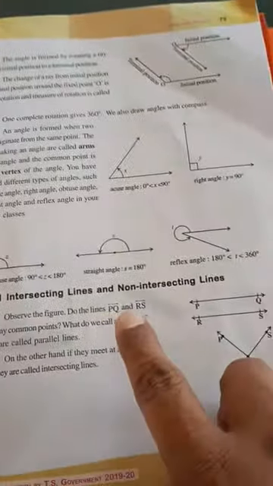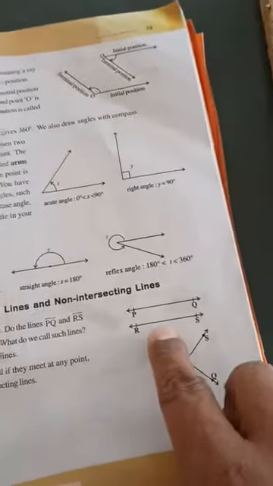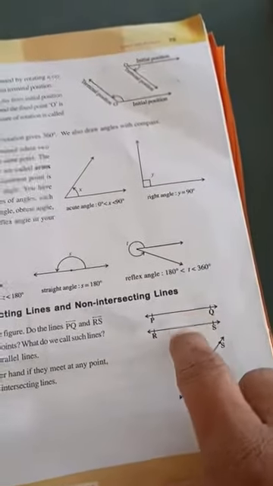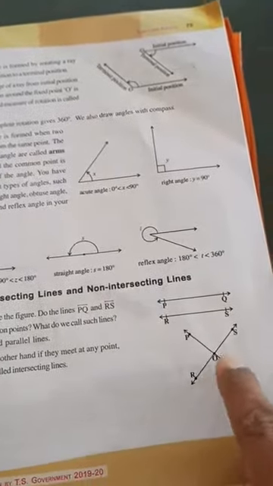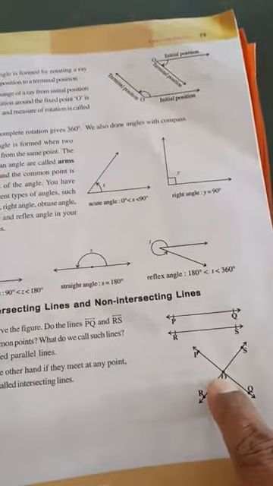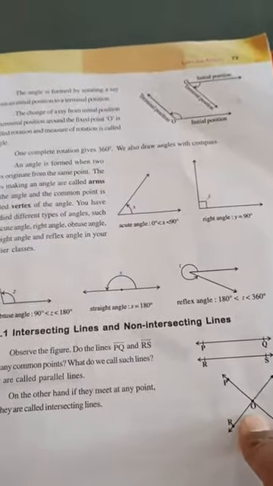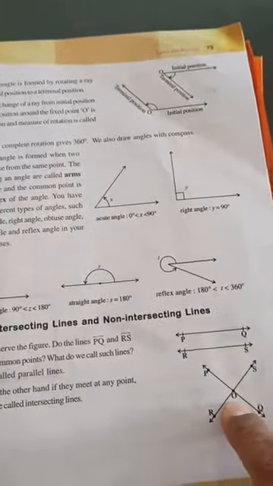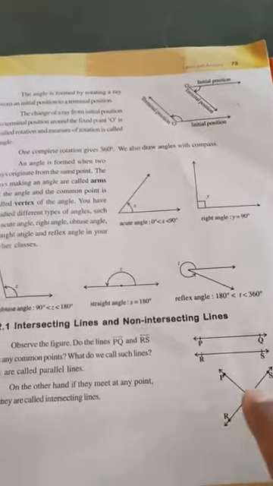See, intersecting lines and non-intersecting lines. These two lines are parallel, they never intersect. These two are called non-intersecting lines. Here these two lines meet at one point O. So these two are called intersecting lines. At a junction, that is called an intersecting point.